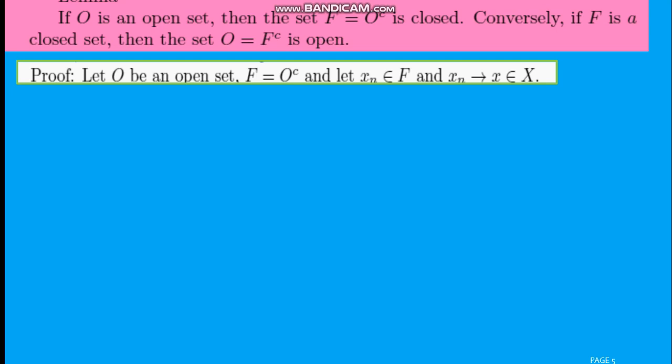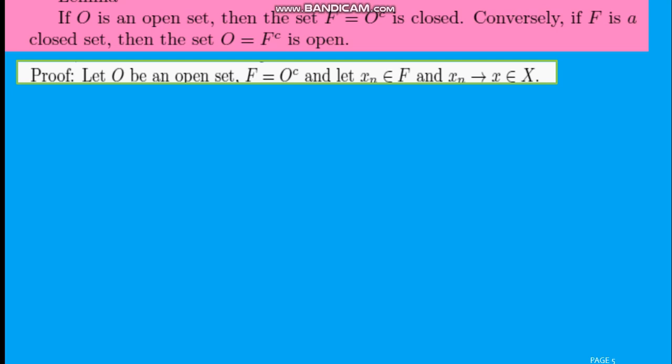Suppose O is an open set. Okay, then consider F equal to O complement. We have to show that F is closed, right? So let's suppose x_n is a sequence belonging to F, and let x_n converge to x in capital X. What do you have to prove?